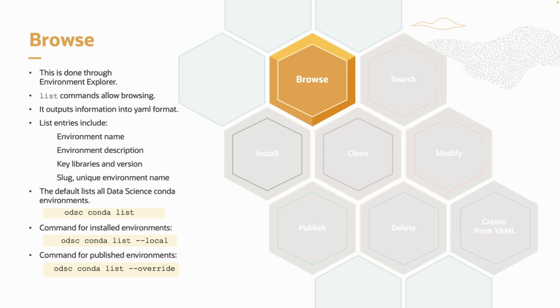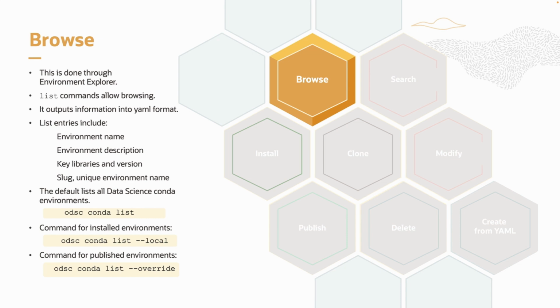By default, you would use the command ODSC conda list, and this would give you detailed information about the data science conda environments. If you're looking for information on what conda environments you have installed, you would use that same command, ODSC conda list, but in this case you provide the optional parameter local. This will limit it to just the conda environments that are installed on your notebook.